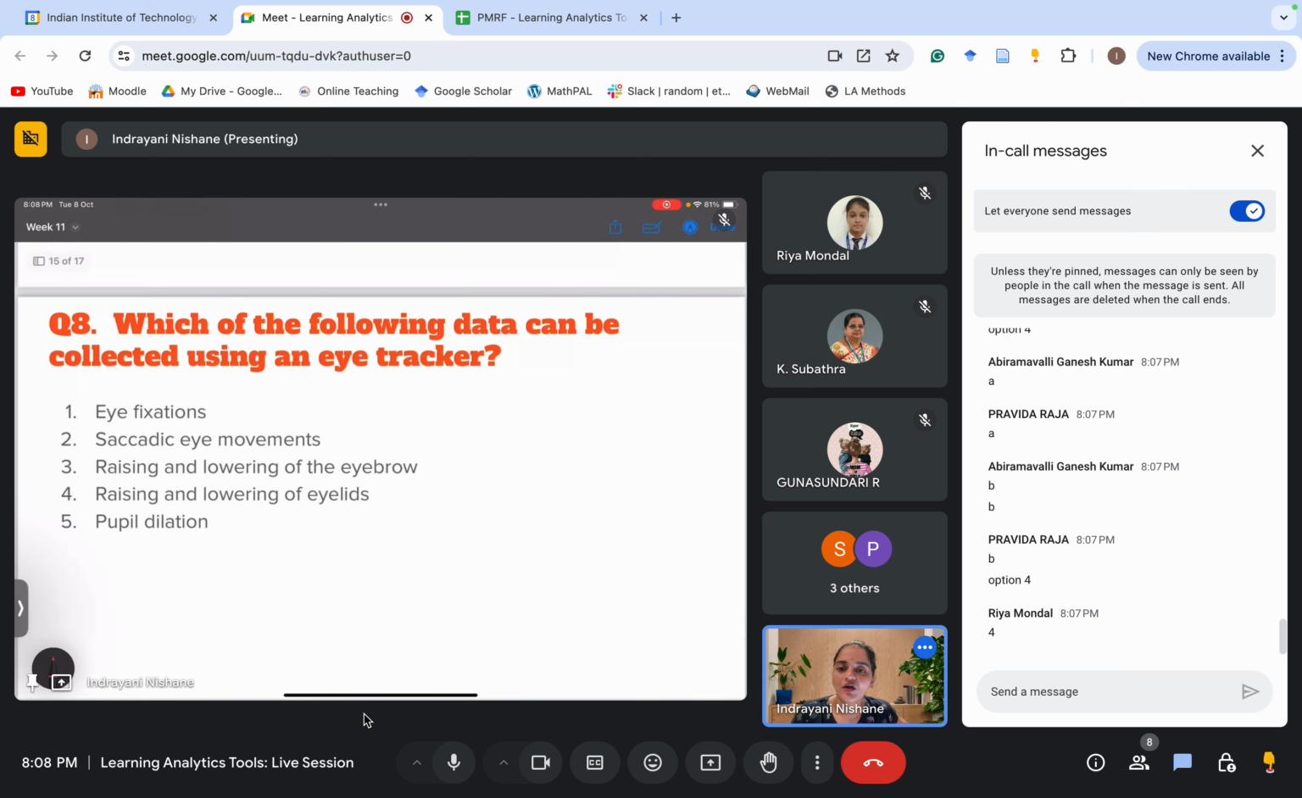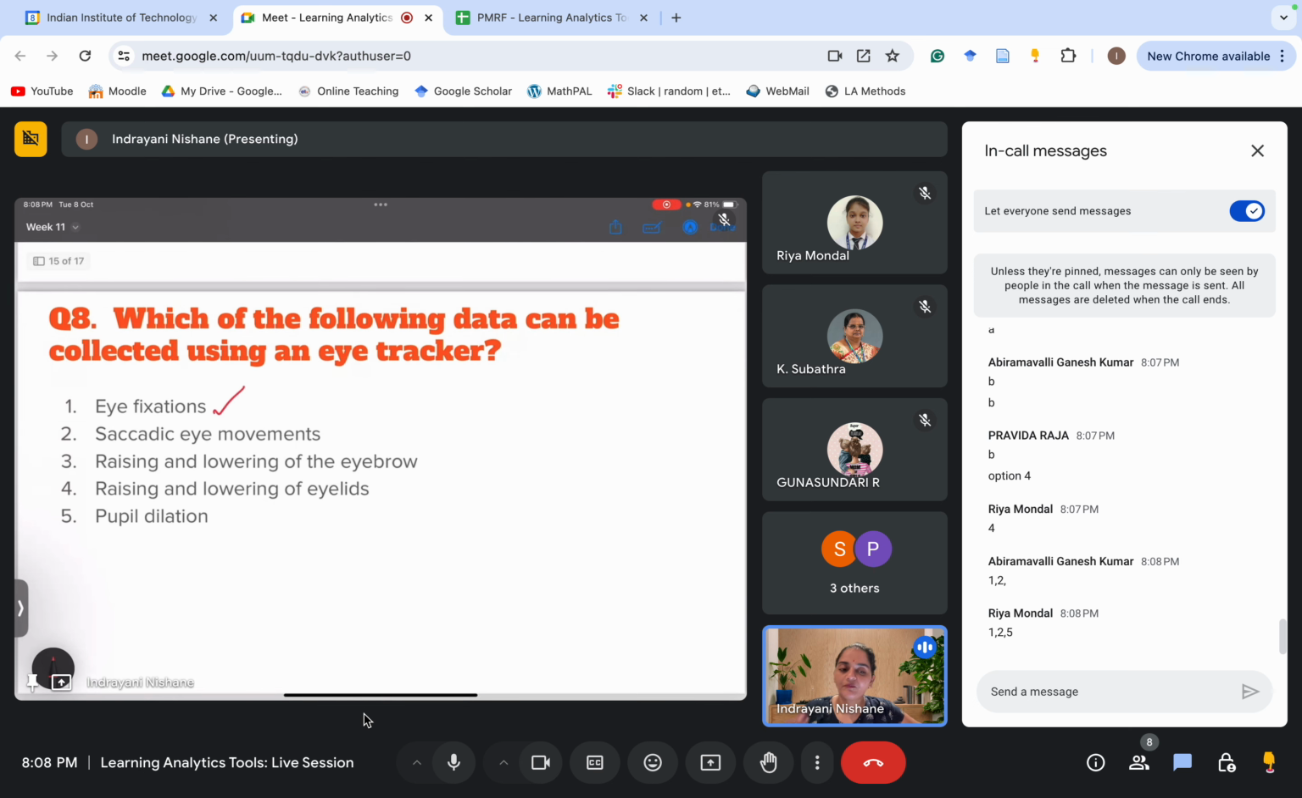Going on to question 8. Which of the following data can be collected using an eye tracker? We have discussed this in detail, what information we can gain from data collected by an eye tracker. The eye tracker will collect the coordinates where our pupil or our eye is looking or fixating. So one piece of information they can collect is eye fixations, if we are looking at a particular point for a long time. Then saccadic eye movement, when reading, how we move our eyes from one point of the screen to another point of the screen, that is saccadic eye movement. So this also we collect using an eye tracker.